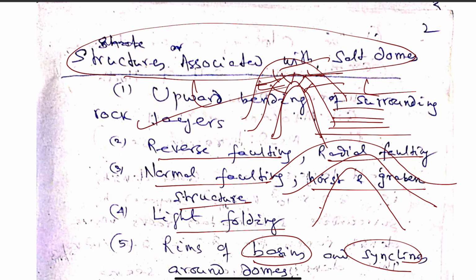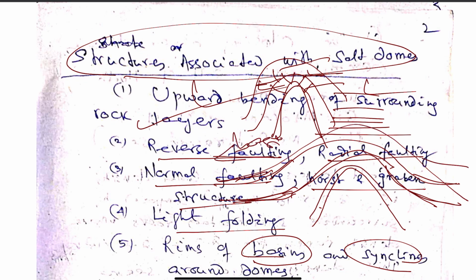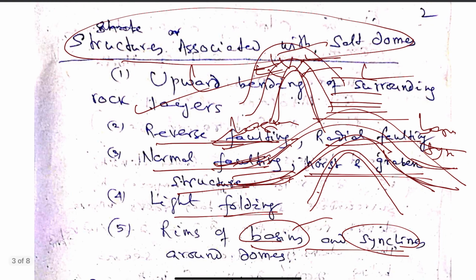and the entire structure of the salt dome is found to be surrounded by basins or synclines, because when this is lifted up, the surrounding areas are subjected to subsidence to form basins. So this is anticlinal uplift and surrounding areas are basins or synclines, we can say. So because of the very process of formation of salt domes, we can expect that the cap rocks show faulting, folding, horst and graben structure, subsidence, and the surrounding areas are found to be occupied by basins and synclines.